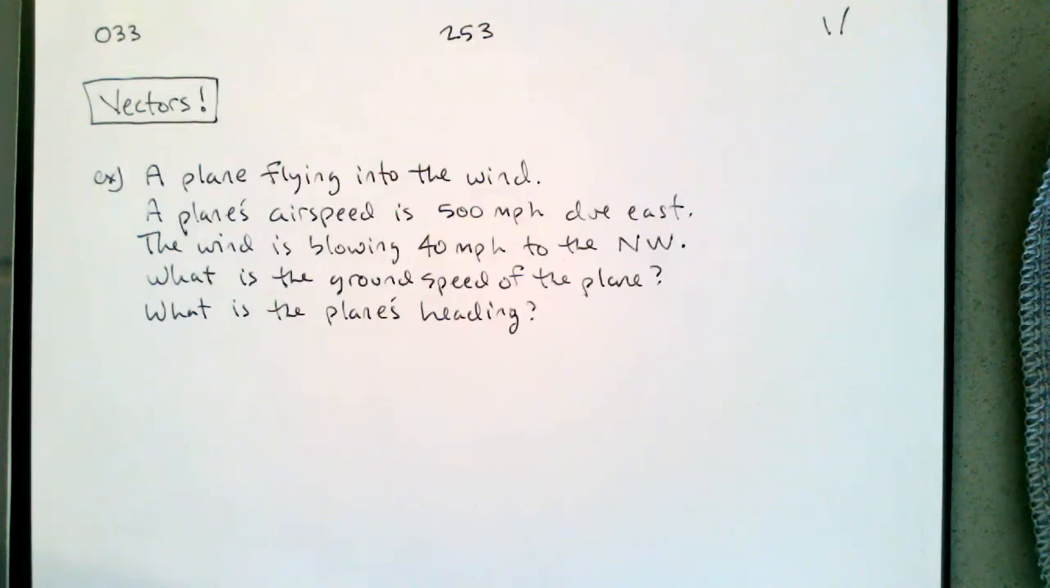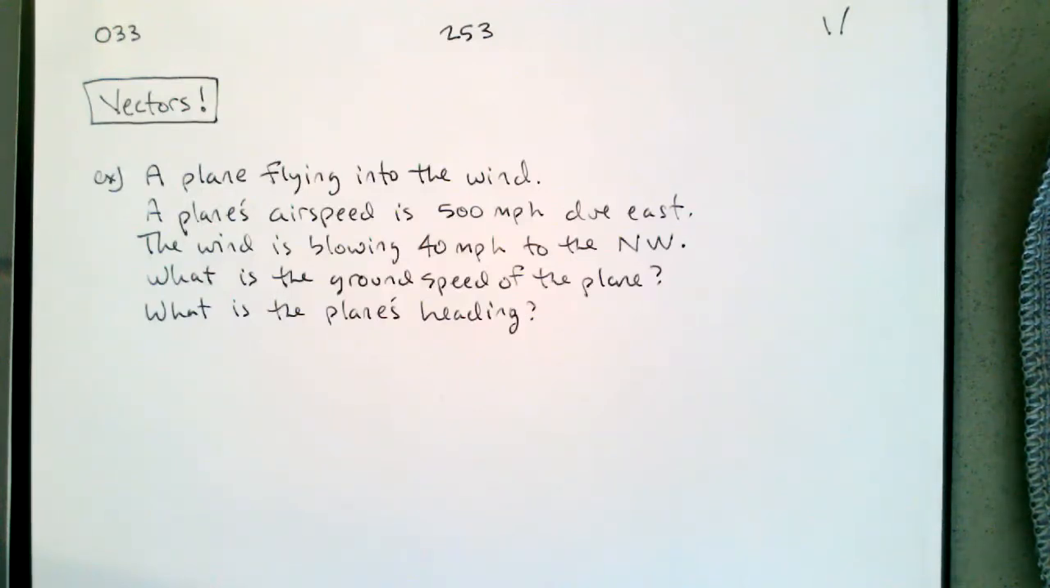Today, we're going to continue to look at vectors, and we're going to start off with a nice straightforward example. A plane is flying into the wind. The plane's airspeed, that's what the plane thinks it's doing, is 500 miles per hour due east. But there's a wind blowing 40 miles per hour to the northwest. So that's blowing in and across the front of the plane.